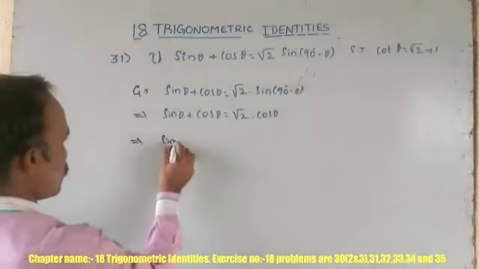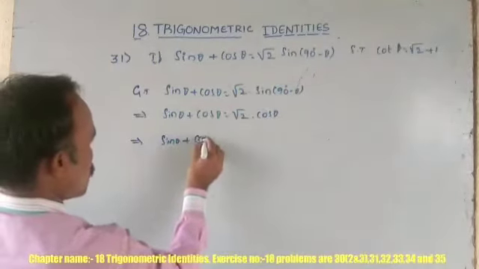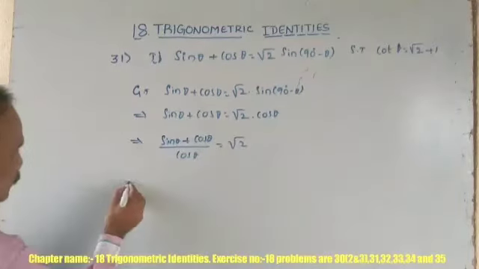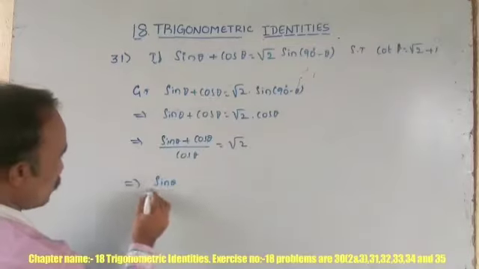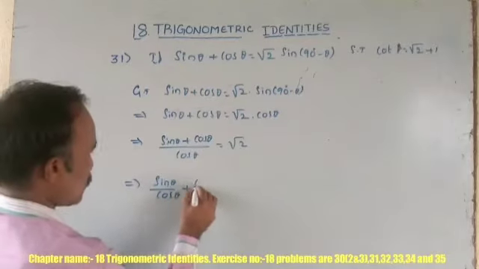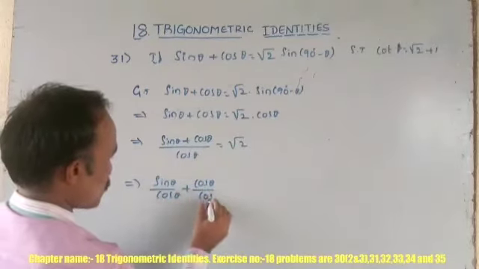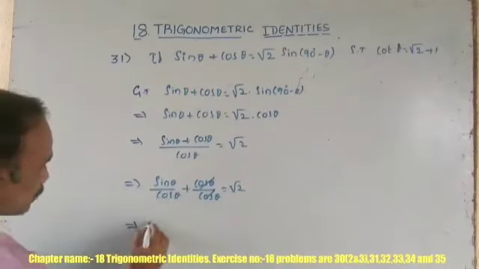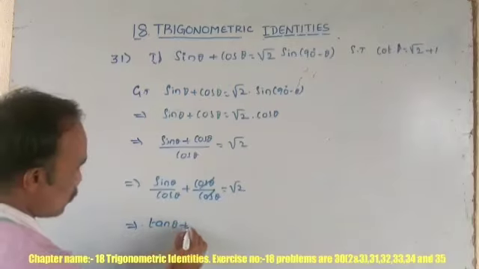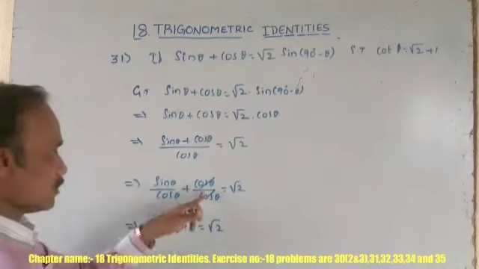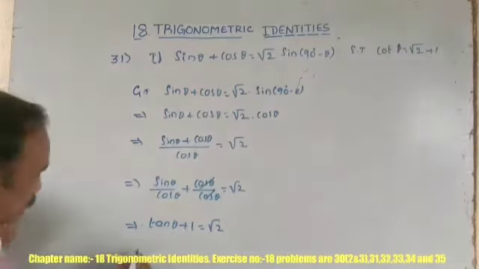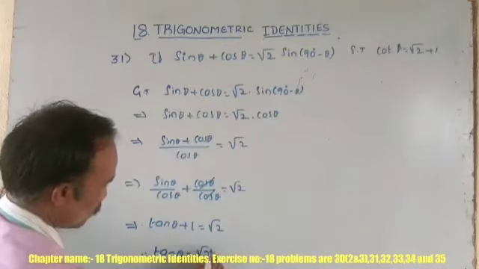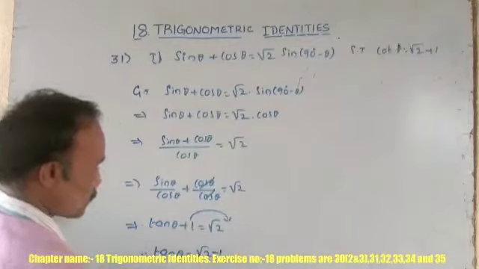Now sin theta plus cos theta, we take cos theta common here, so cos theta whole divided by cos theta is equal to root 2. Now you make it separate, so sin theta by cos theta plus cos theta by cos theta is equal to root 2. These two get cancelled. So sin theta by cos theta can be written as tan theta plus 1 is equal to root 2. This is very important. Therefore, tan theta is equal to root 2, we shift here, so minus 1.